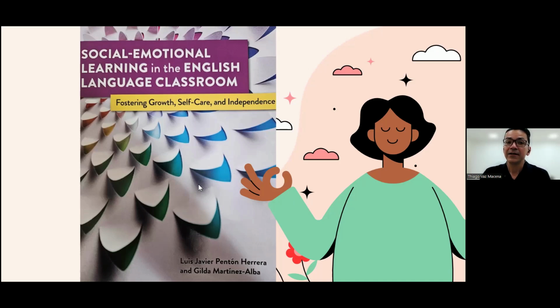They were presenting something related to this book called Social Emotional Learning in the English Language Classroom. And of course, I bought the book, and this is a picture of my book that is right here with me. I take it with me everywhere, and I'm always reading a passage. It's super easy to read, with practical activities that will help you bring social emotional learning to your English classes. I realized that many things I did in my classes were social and emotional practices.